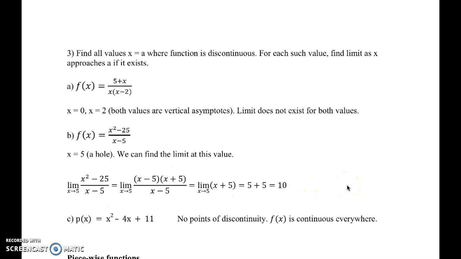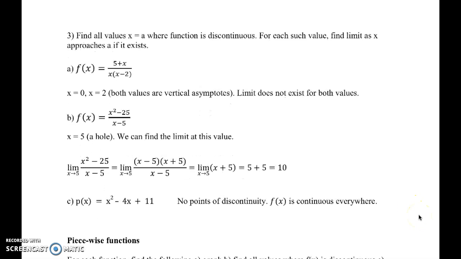If we go to part C, we go ahead and we see this is a nice quadratic function, a polynomial. All polynomials are continuous everywhere, so there are no points of discontinuity. You do not have to check this because we have already discussed that all polynomials are continuous everywhere.